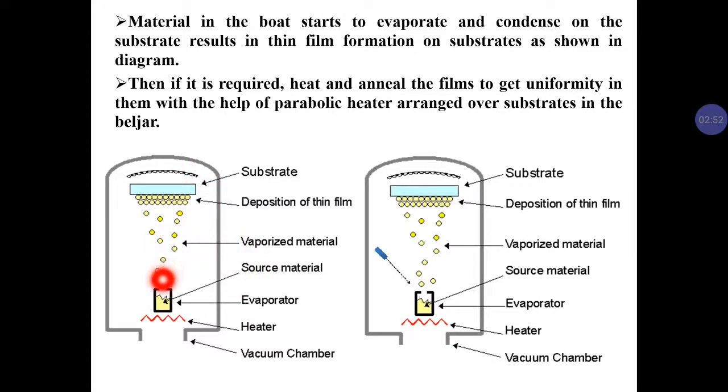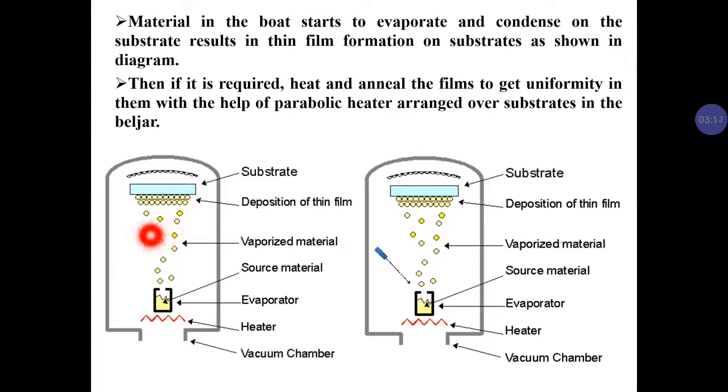So this is a bell jar. It consists of a bell jar, which is a highly evacuated chamber, and the boat is present at the bottom, which contains the material which has to be formed as a thin film, and it is kept between the electrodes where it is going to get heated. Once it gets heated, it will convert to gaseous phase like this, and these atoms will settle down on the substrate.